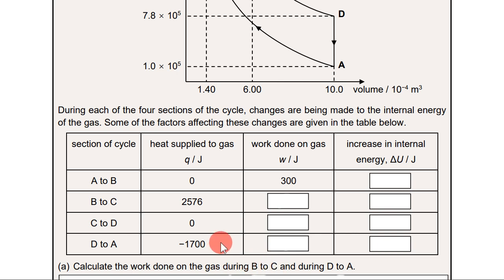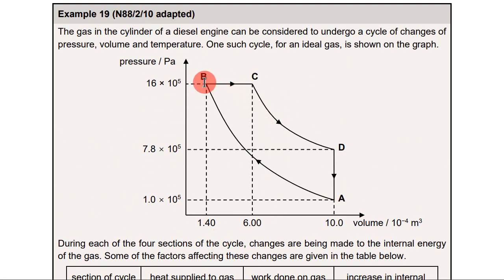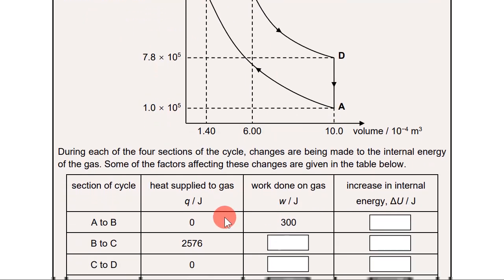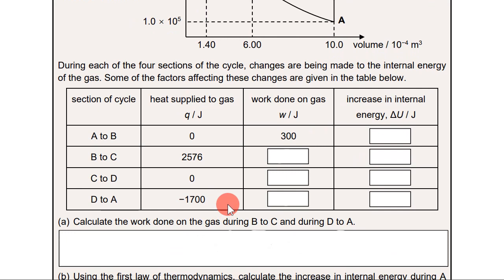For B to C, is the pressure constant? Yes. From B to C, the pressure is constant. So that means for the work done during B to C, we can use the formula. The work done by the gas is equal to P delta V. Work done on the gas is opposite in sign to work done by the gas. If the work done by the gas is P delta V, work done on the gas will be negative P delta V. So we're going to sub in.